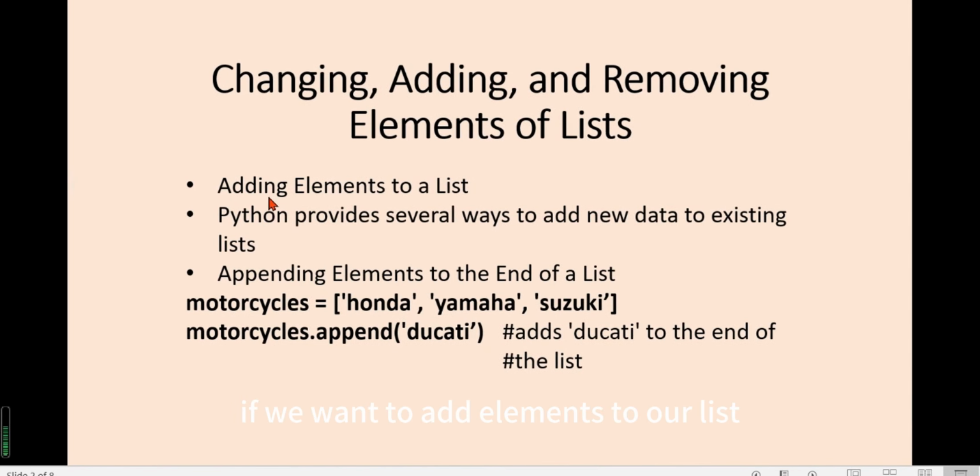If we want to add elements to a list, Python provides several ways to add new data to existing lists. For example, this method is called appending elements to the end of a list. Here, the original list motorcycles has 3 items. Then we use append Ducati with a dot behind the motorcycles list. Then the Ducati will be added to the end of the list.